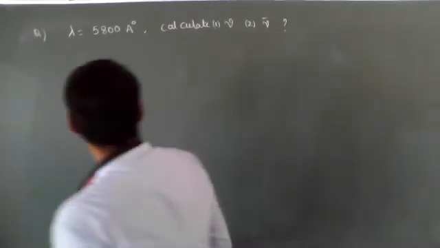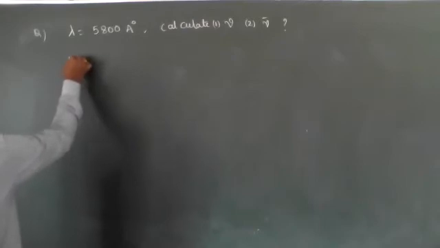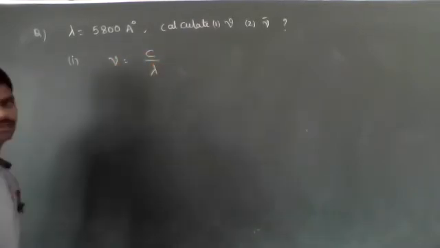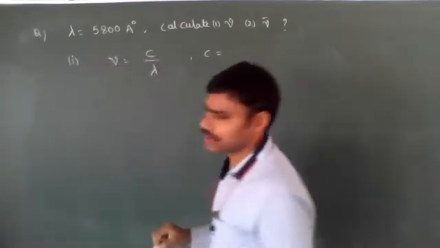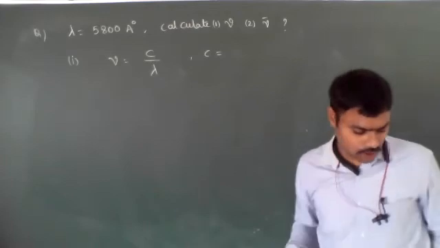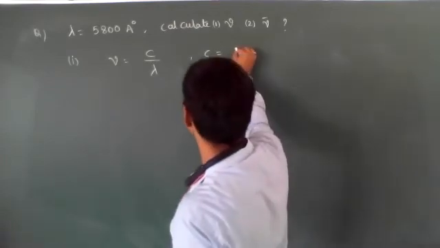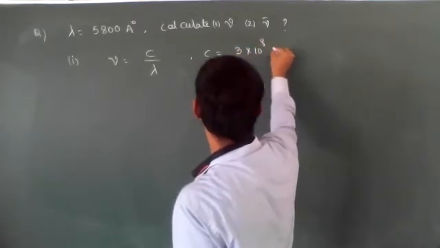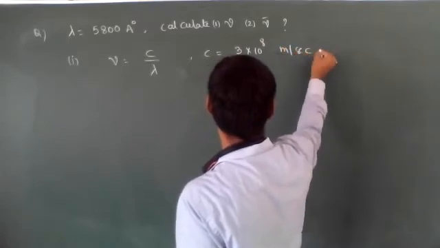For the first one, frequency nu is equal to c by lambda. The c value, either you have to take in meters or in centimeters. So c is equal to 3 into 10 to the power of 8 meter per second.